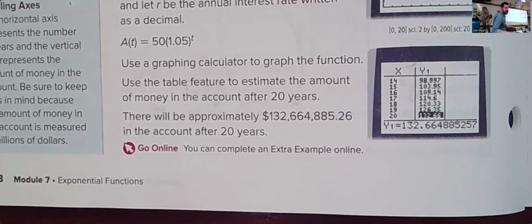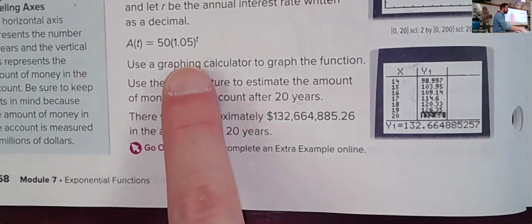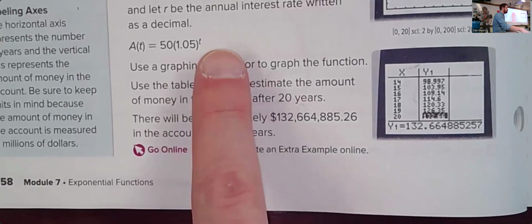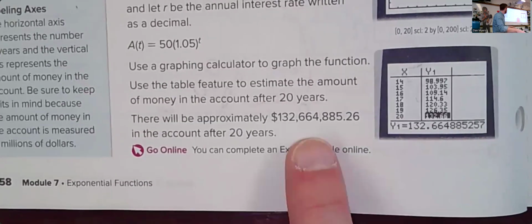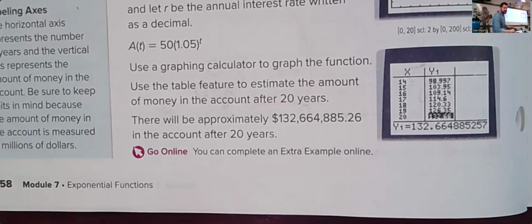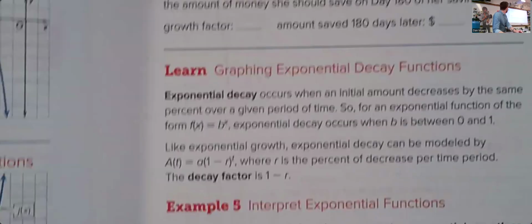So, by the way, you could also, instead of using the actual graph to figure it out, you could just type in 50 times 1.05 to the 20th power. That would also give you this number here. So I want you to try the last one on the next page. Right here.